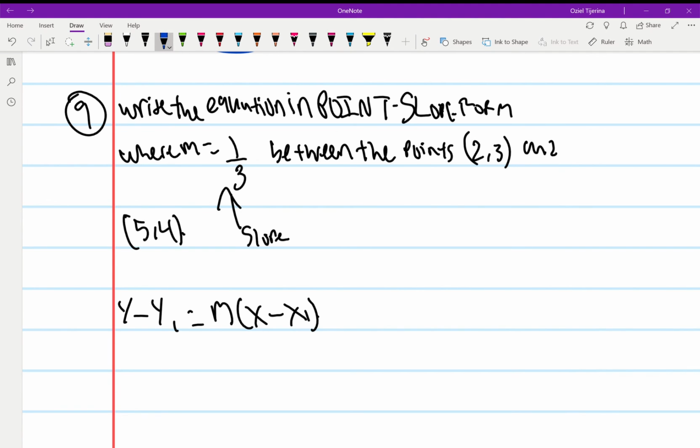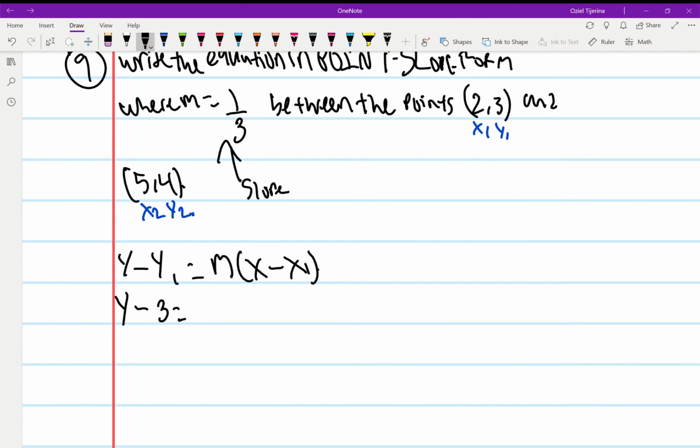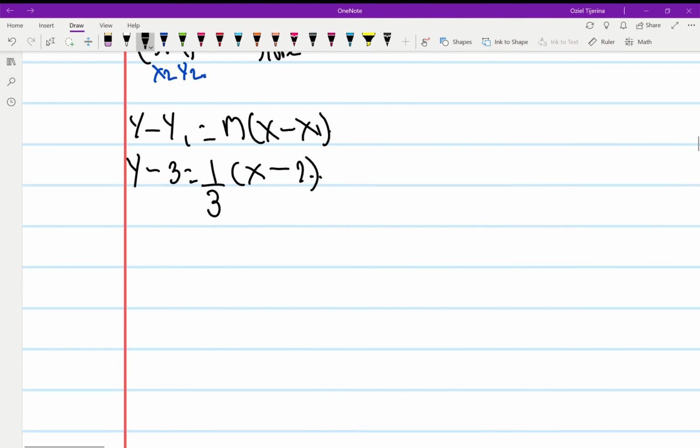Remember when I said go from lowest to highest? This would be our x1, so this would be our y1. And then since this is the highest, this would be our x2, and this would be our y2. So we have y minus 3 equals, and we already have our m. Our m is right here. So we have 1/3 times (x minus our x1, which is 2). So therefore, this would be the equation.